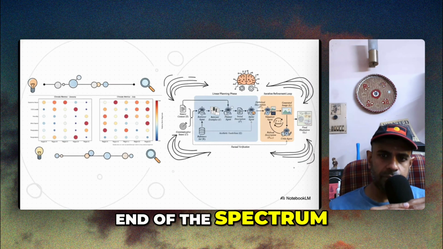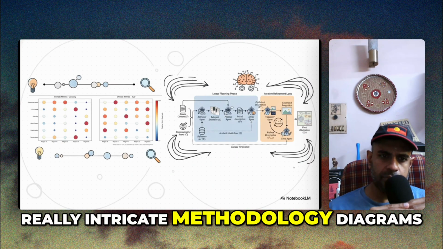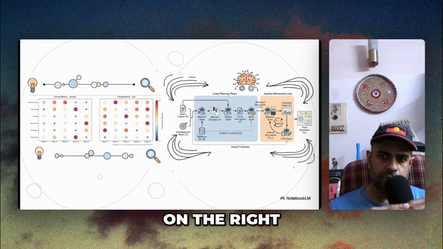And on the other end of the spectrum, it could create these really intricate methodology diagrams. In fact, you see the diagram on the right, the one that's actually explaining the PaperBanana framework itself, that was generated by PaperBanana. It's an AI that is literally smart enough to draw its own family portrait.